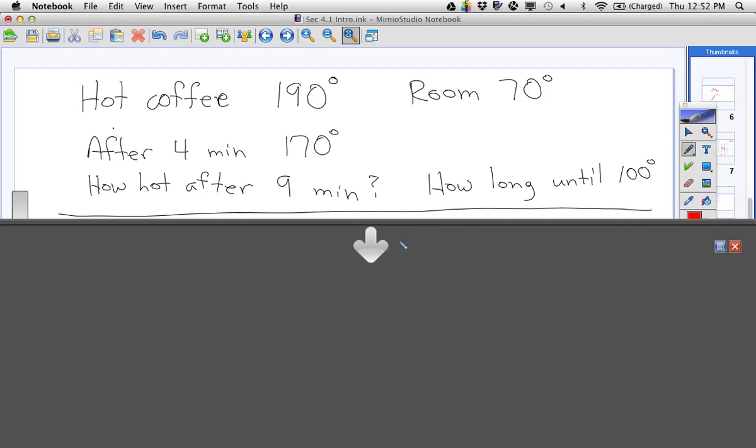And the room is 70 degrees. Pretty close. And after 4 minutes, it's 170 degrees. Now, we have to have that piece of information, right? Because that is how we're going to find what k is.